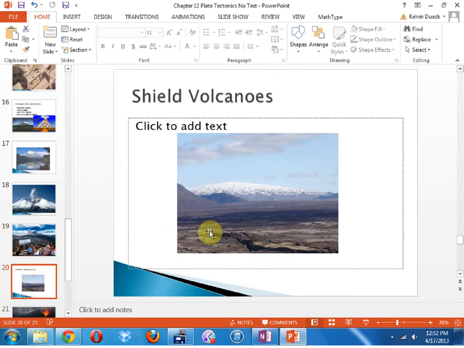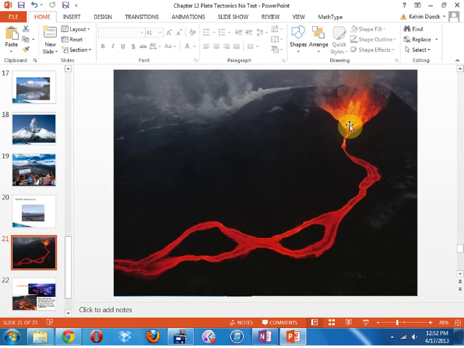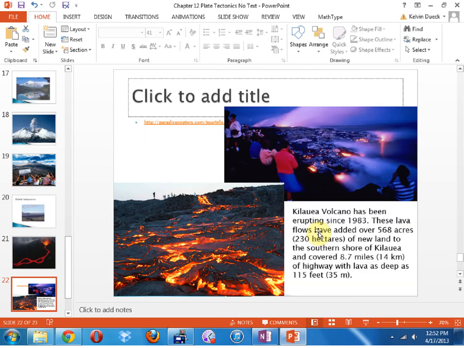So here's an example of a shield volcano. You can see it's much, much flatter. And the lava tends to run down the mountain, not explode and go shooting into the air. Matter of fact, the Hawaii volcanoes are shield volcanoes.